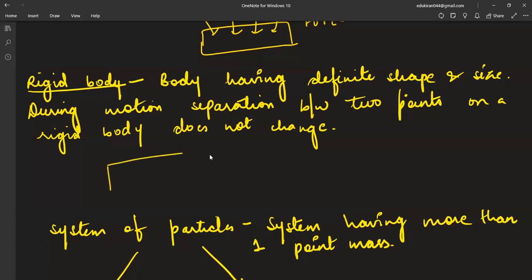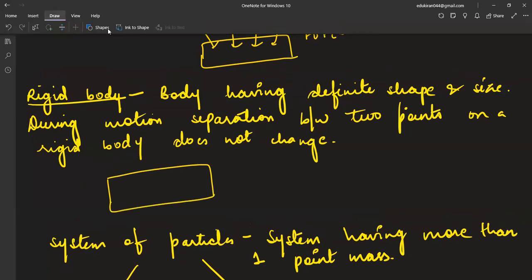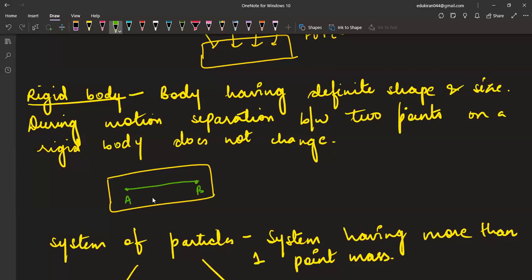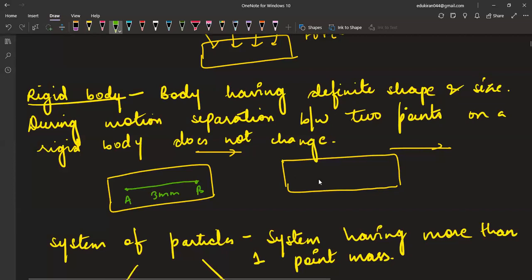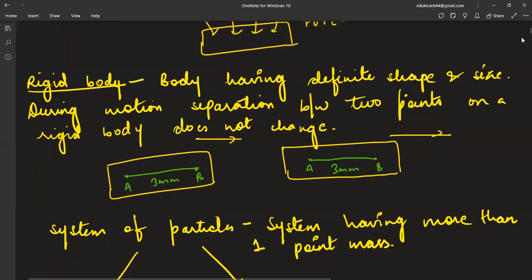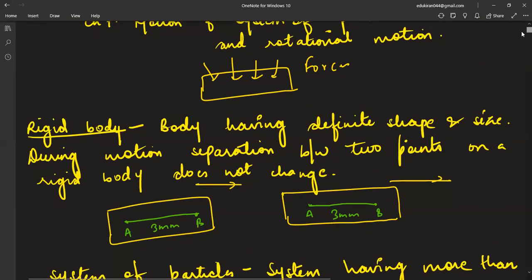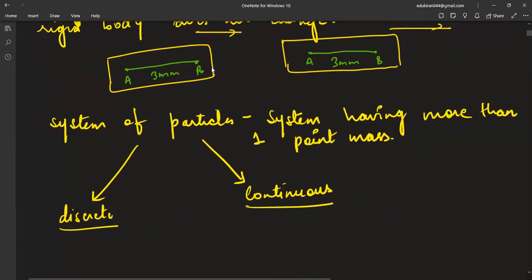This means, see, this is a body. I am taking 2 points. Let's say this is 1 point A, this is 1 point B. Let's say the separation between these 2 points is 3 millimeters. So this body has started moving. This is A, this is B point. This will still remain as 3 millimeters. The difference will still remain as 3 millimeters. So in rigid bodies, the points do not change. That's why it makes our calculations easier.